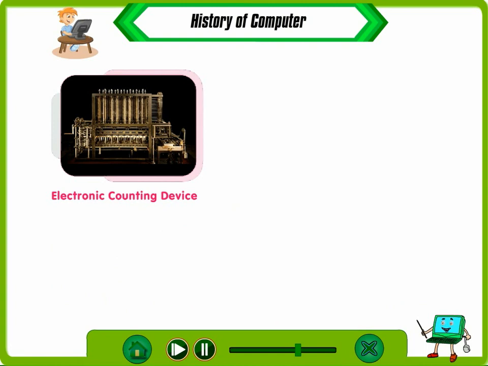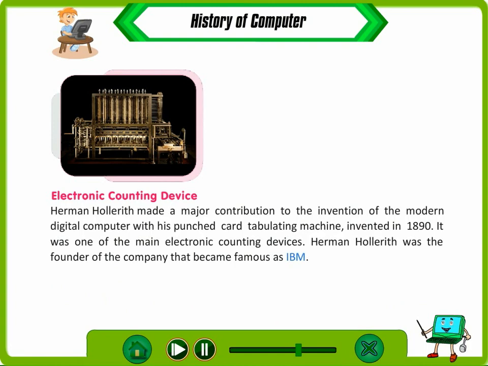Electronic counting device. Herman Hollerith made a major contribution to the invention of the modern digital computer with his punched card tabulating machine invented in 1890. It was one of the main electronic counting devices. Herman Hollerith was the founder of the company that became famous as IBM.